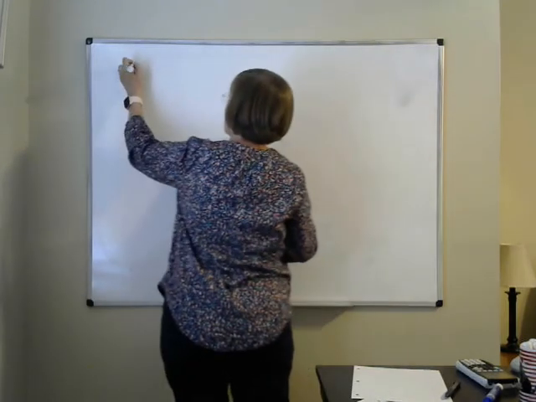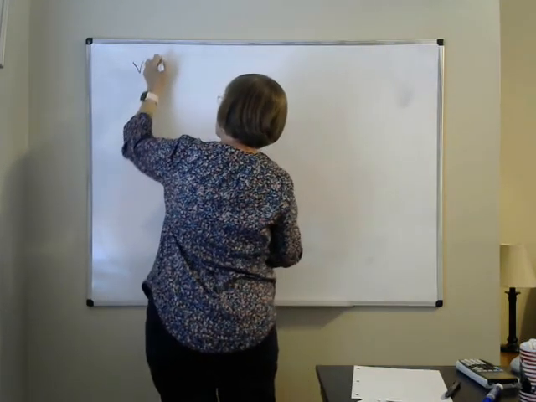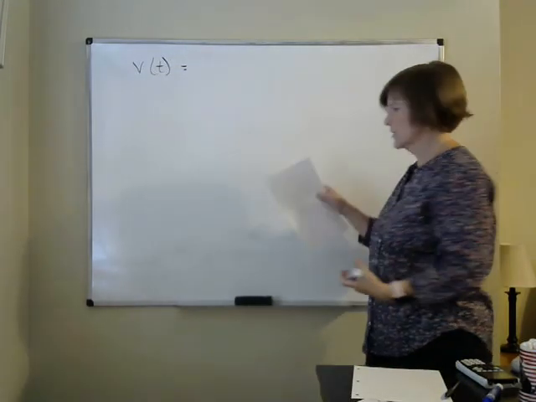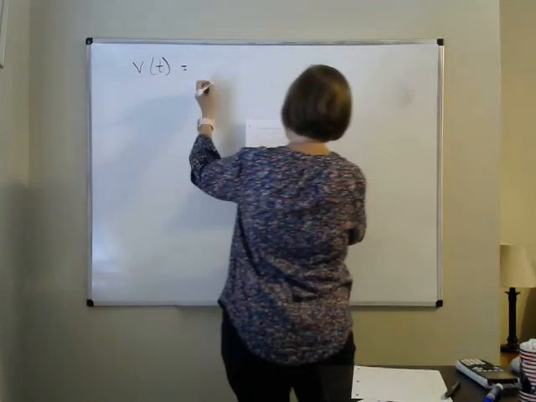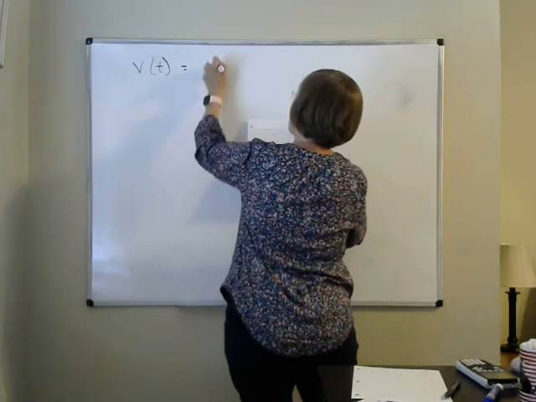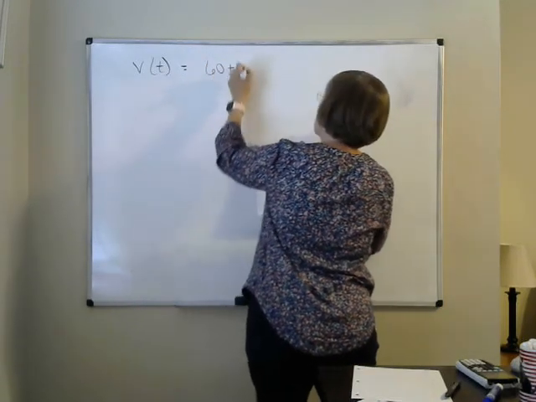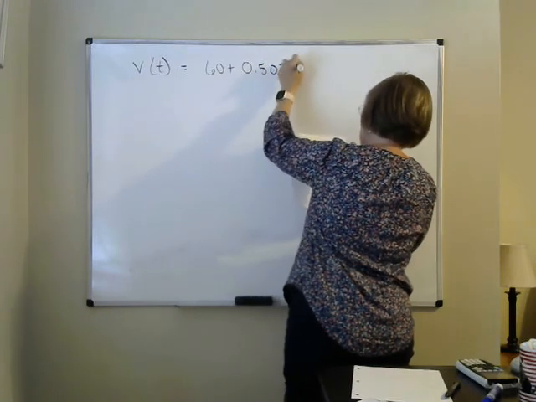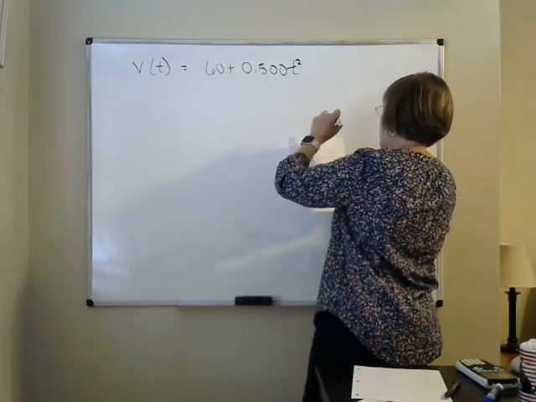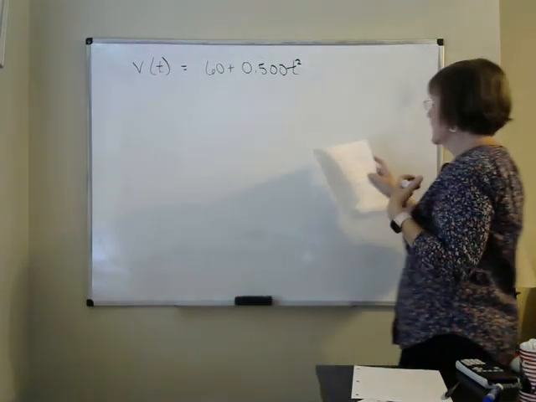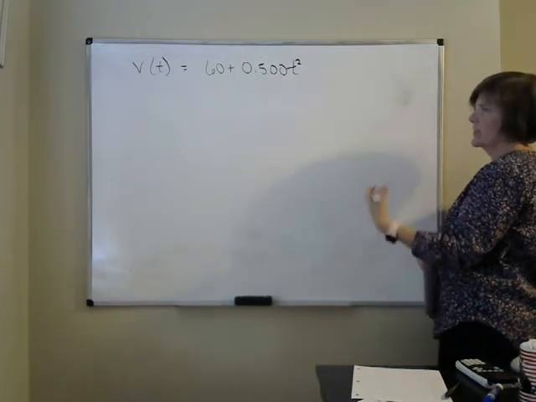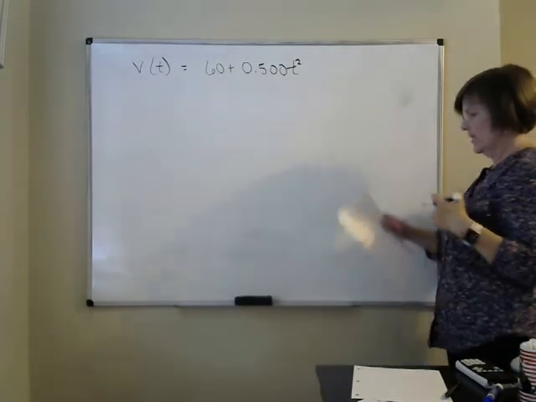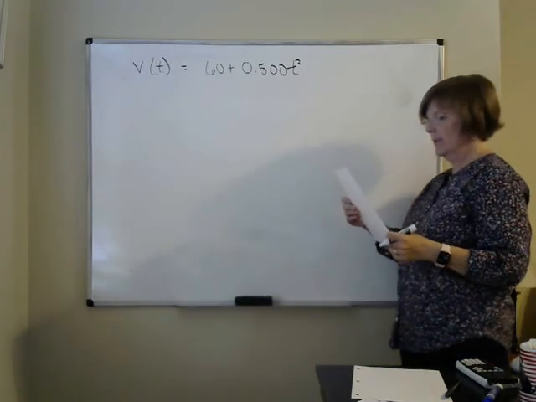If I have a velocity function, in other words, this velocity is not a constant velocity, but it depends on time, and it is equal to 60 plus 0.500t squared. And again, everything's going to be in meters per second. So this is 60 meters per second. All the units are right. I just don't want to write the units because it kind of muddles up on the board.